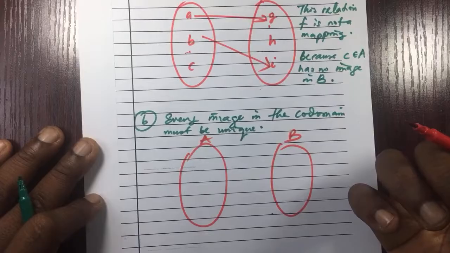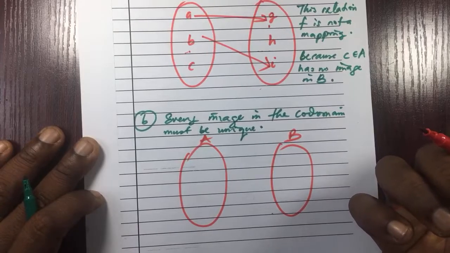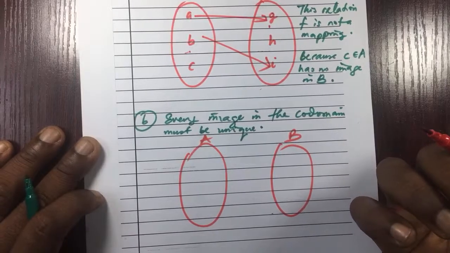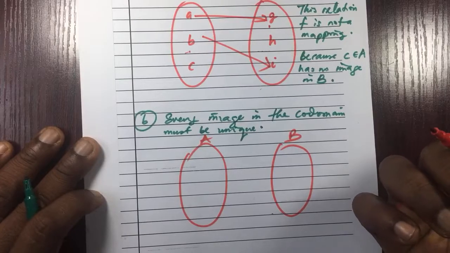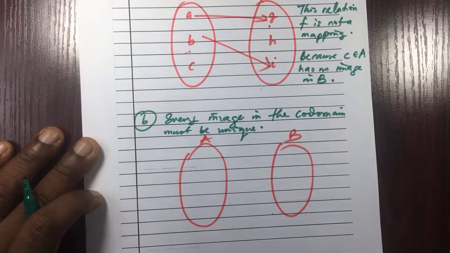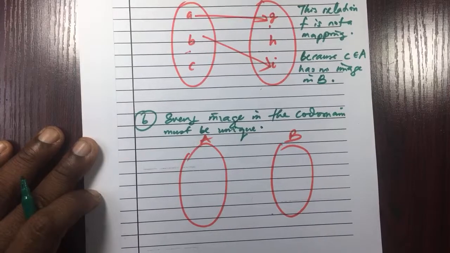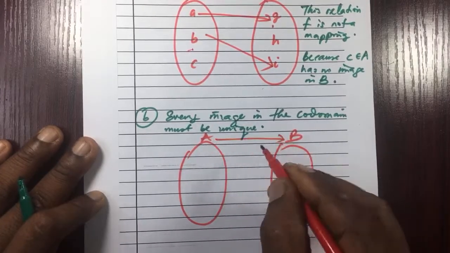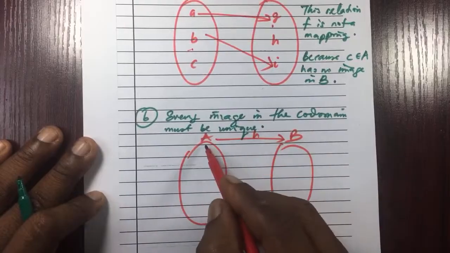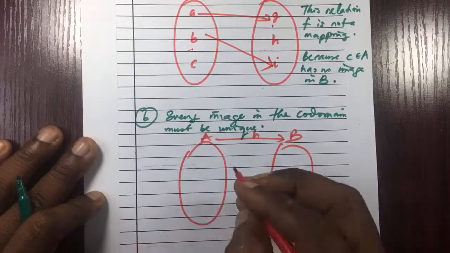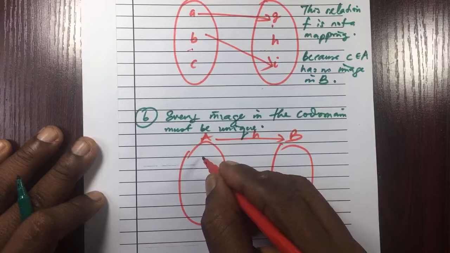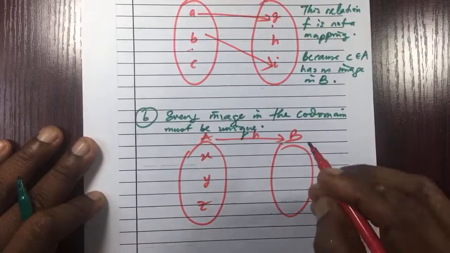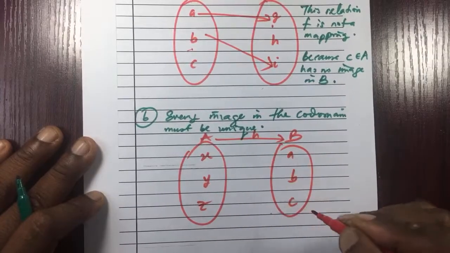So, for an image to be unique, note, two or more images cannot be assigned to one element in the domain. Okay? So, in that case, what do we have here for this mapping? Let's take a relation H defined on two sets A and B, and let's take the elements X, Y, and Z, and let's put here A, B, and C.